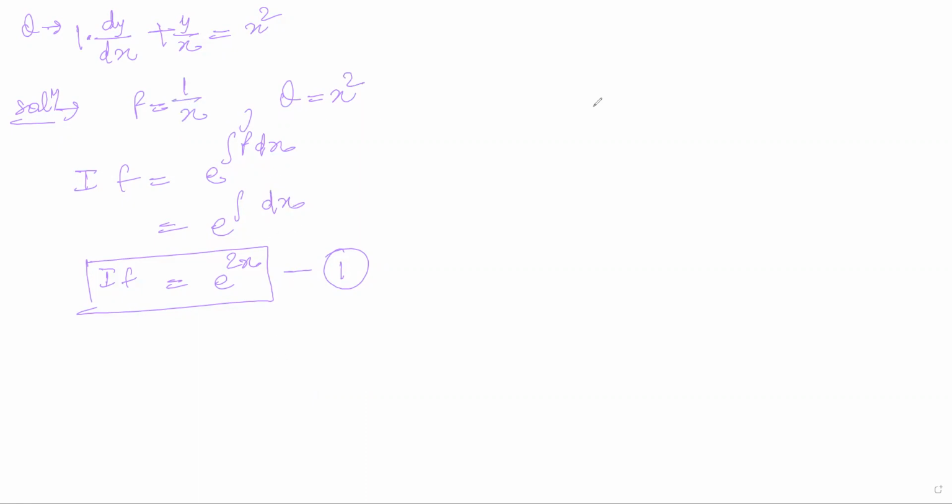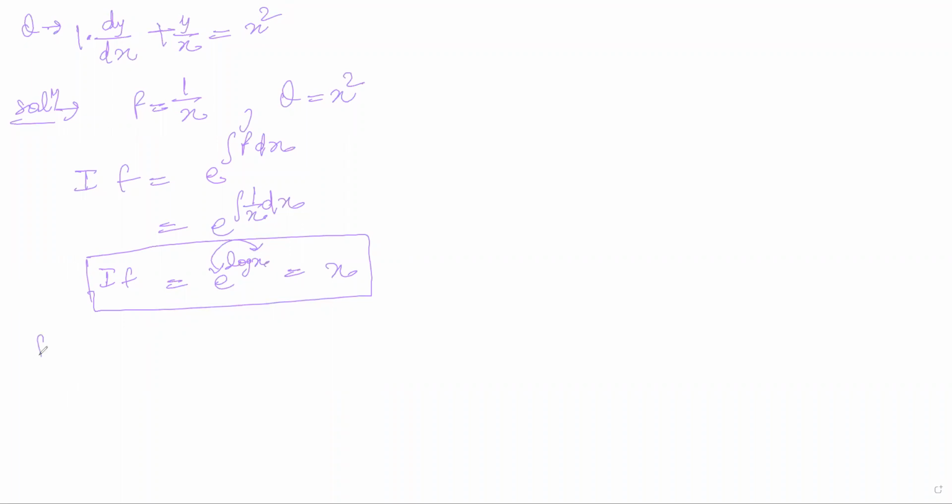So in this case, we got p as 1 by x and q as x squared. So IF is e to the power integration of 1 by x dx. Now the integration of 1 by x is log x, so this becomes e to the power log x. If you simplify e to the power log x, we have x, because e and log can be interchanged. So your integrating factor is x in this case.